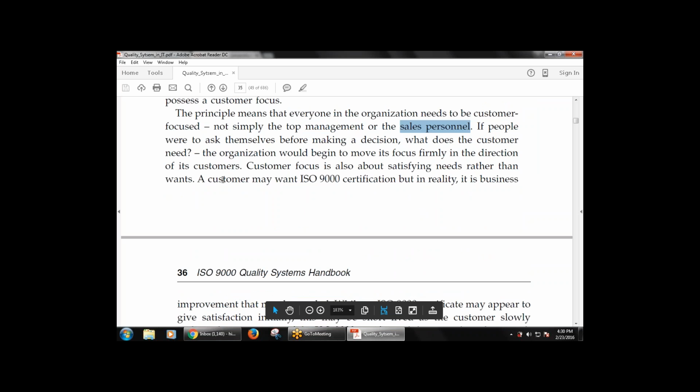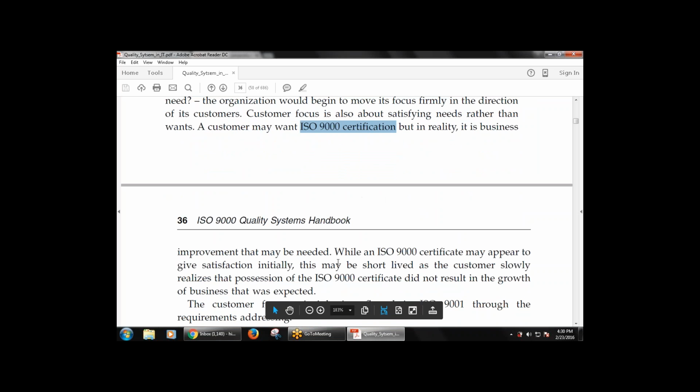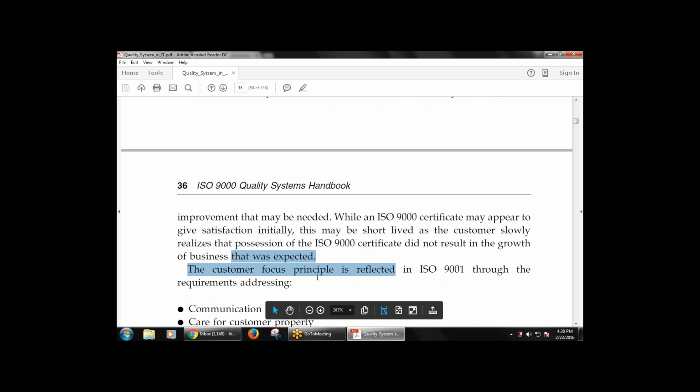Now, a customer may want the ISO 9000 certification, but in reality, it is business improvement that may be needed. While an ISO 9000 certificate may appear to give satisfaction initially, this may be short-lived as the customer slowly realizes that possession of an ISO 9000 certificate did not result in the growth of the business that was expected. That means the customer's belief that ISO is very good is short-lived.